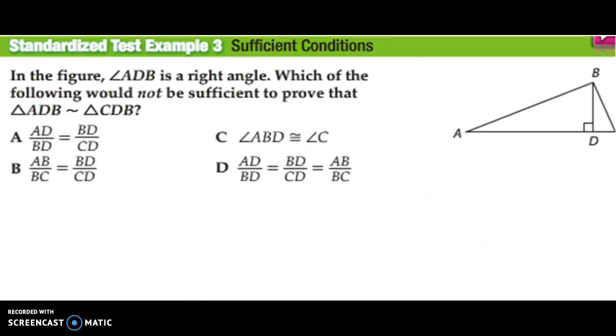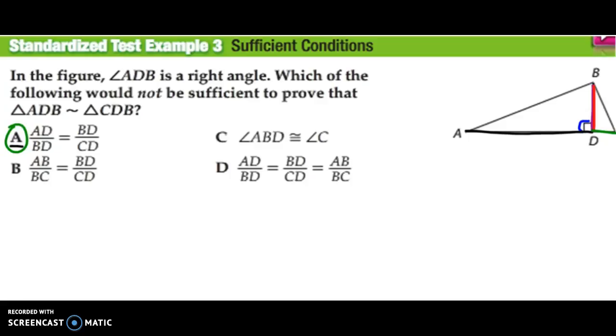If we know that in this example ADB is a right angle, which of the following would not be sufficient to prove that the triangles are similar? Well, if I look at the first one, option A, it says that AD over BD could be proportional to BD over CD. Okay? So that would actually help us out because if you look at the triangles separately, it looks like those would be the corresponding sides. So angle A could help us out.